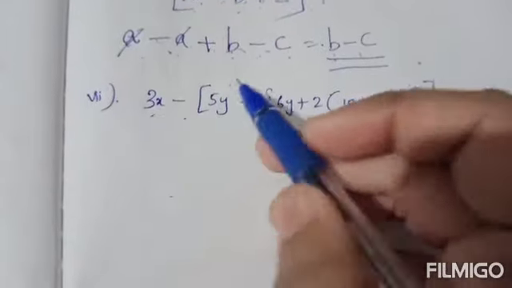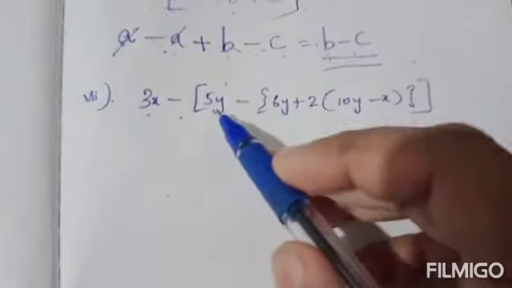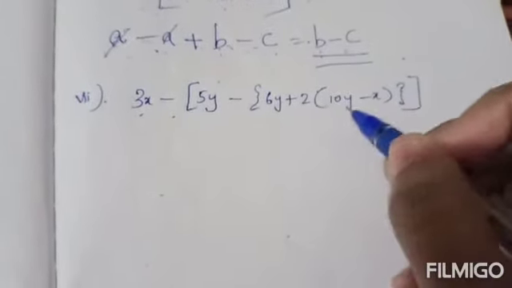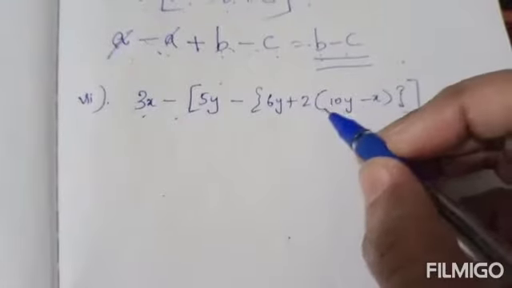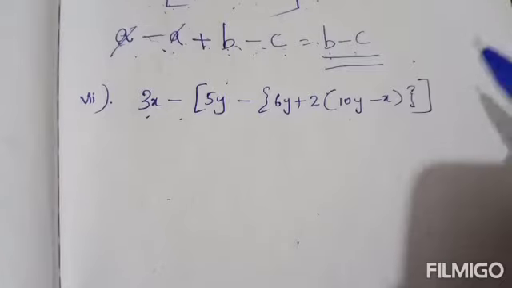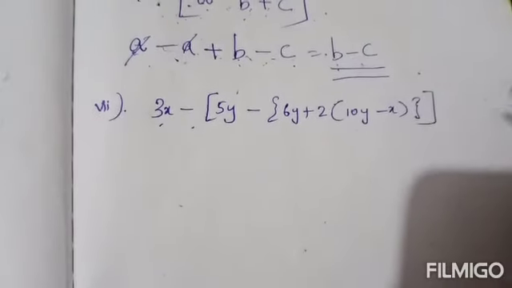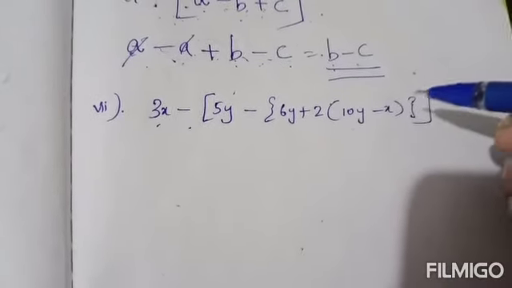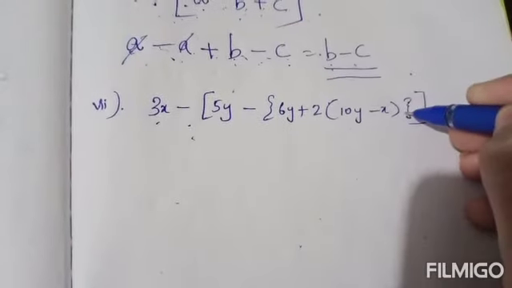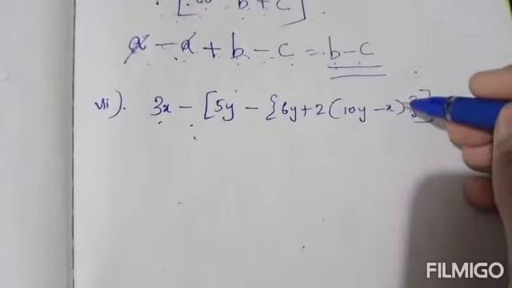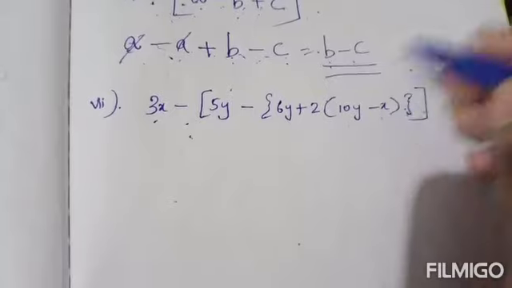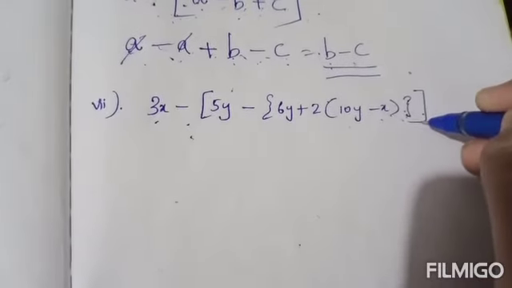Seventh question. 3x minus, in square brackets, 5y minus, then curly brackets, 6y plus 2, in open brackets, 10y minus x. So while doing this, you need to do the innermost bracket first. So inside the square bracket a curly bracket is coming, inside the curly bracket a small bracket is coming. So first do the small brackets, then curly brackets, then square brackets.